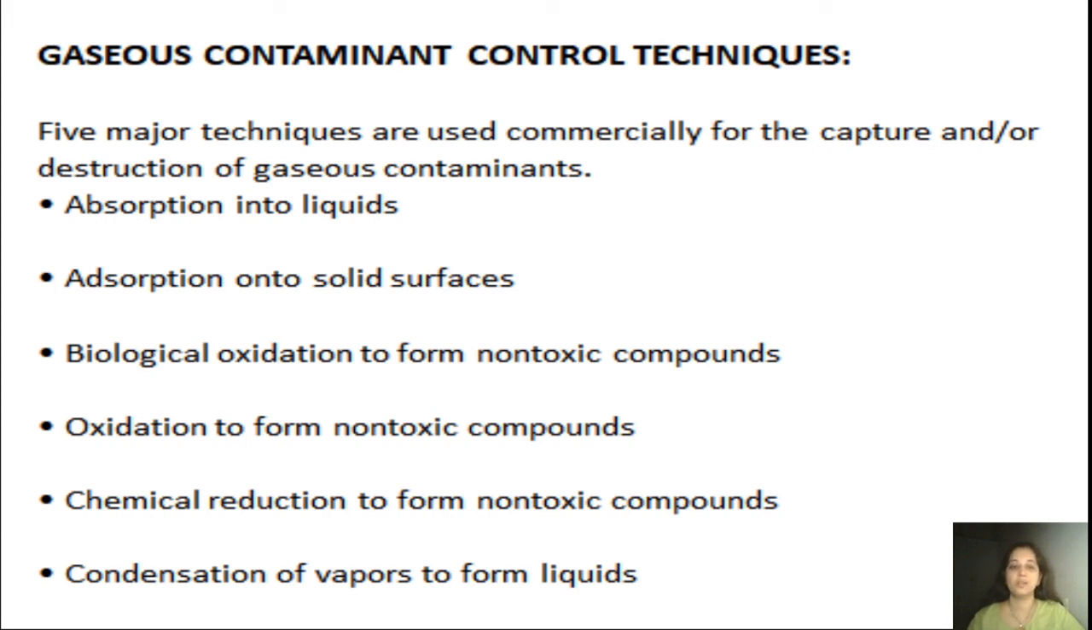Next is oxidation, that is, biological oxidation, and also oxidation or combustion in the form of incineration technology. And next is chemical reduction, so that the toxic compounds, the ones which can cause major impact globally, are reduced to non-toxic compounds and then released into the atmosphere. And condensation of vapors is another technique.